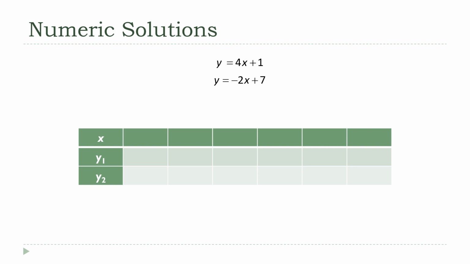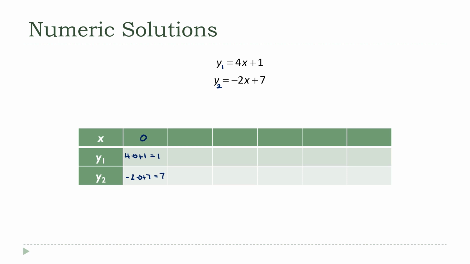What they mean is I've got a system of equations here. And just to keep the y values different, I'm going to call this one y1 and this one y2. The way this method works is you pick numbers. I'll pick 0 for x. If I put 0 into the first equation for y, it's 4 times 0 plus 1, which is 1. And if I put that into the second one, it's negative 2 times 0 plus 7, which is 7.